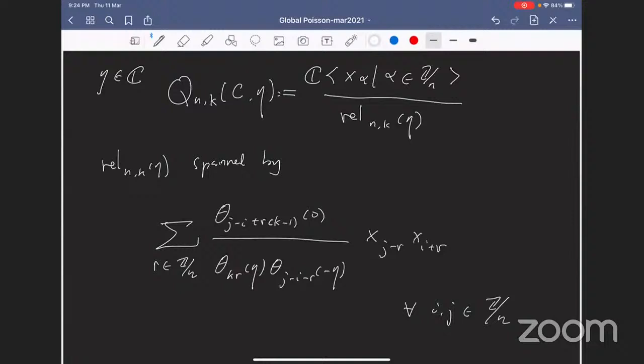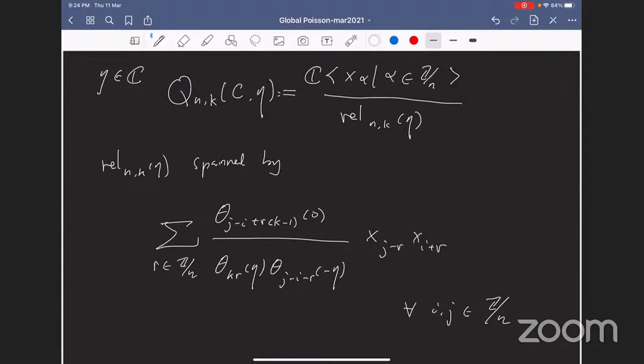So some of the relations are redundant. Here the eta is used in the denominator evaluating, say, the functions. So K appears in the lower index. Okay, so we take the ideal generated by these quadratic relations and take the quotient algebra. That's the elliptic algebra.